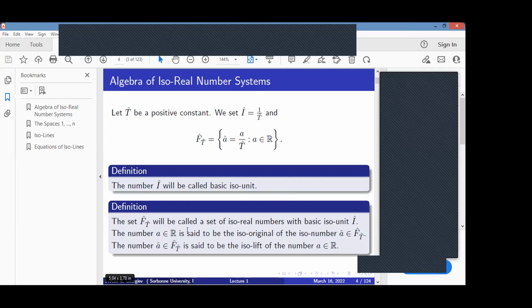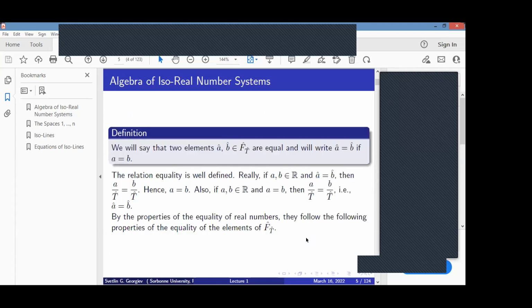The real number A is said to be the iso original of the iso number hat A, and the iso number hat A is said to be the iso lift of the real number A. We'll say that two elements hat A and hat B are equal if the corresponding iso originals are equal. So by the properties of the equality of the real numbers, we have the following properties of the equality of the elements of the set of iso numbers.